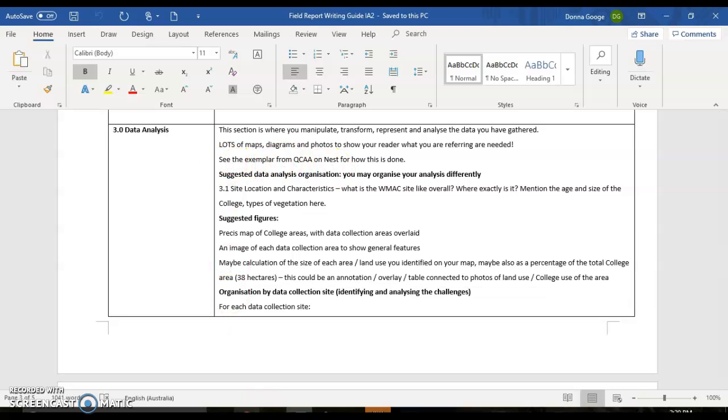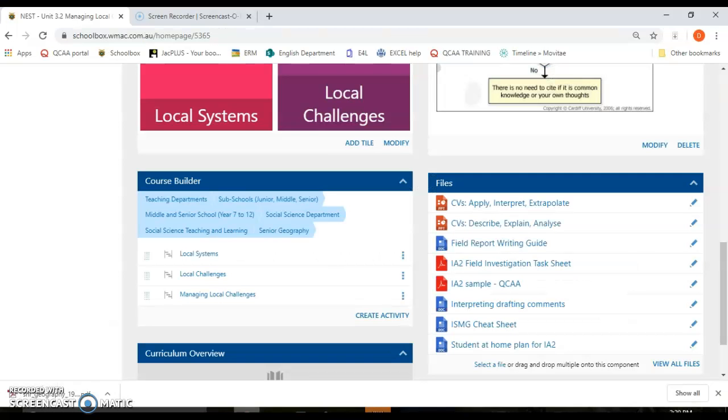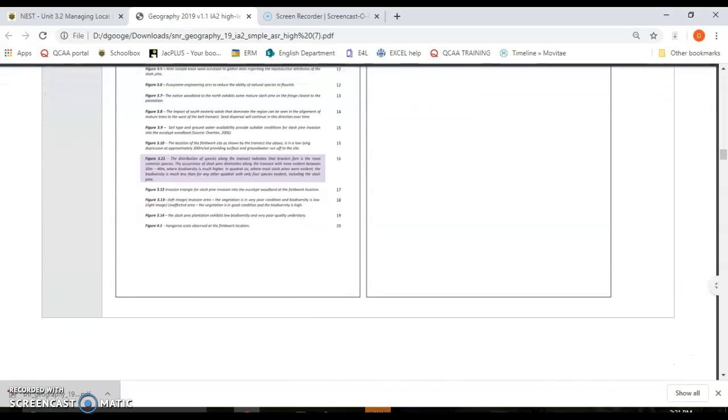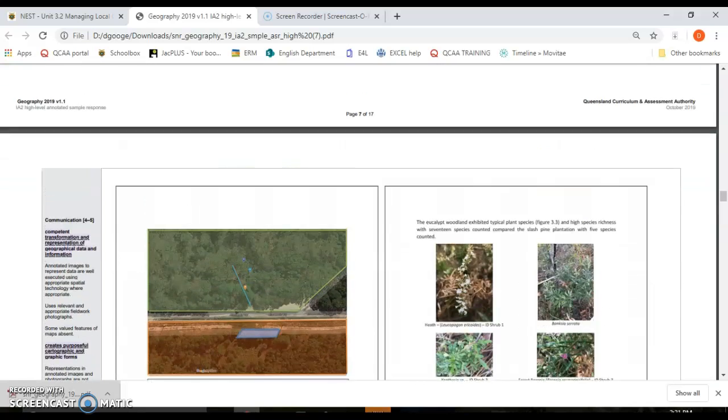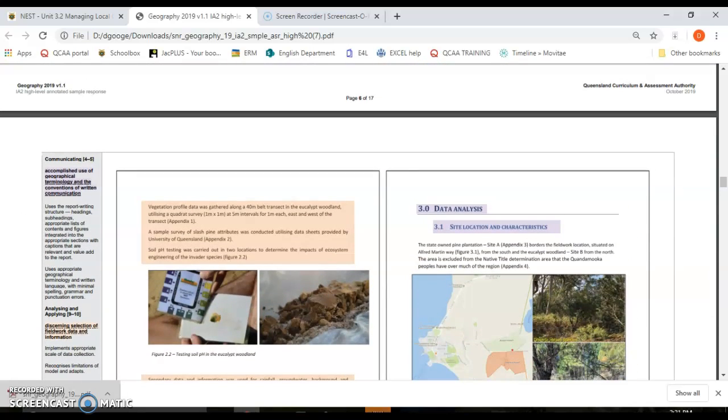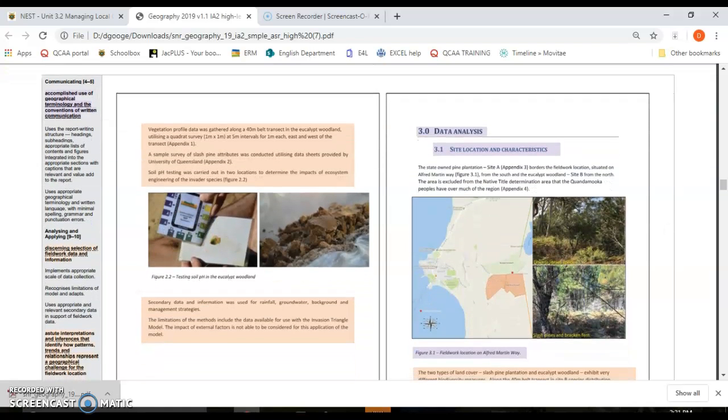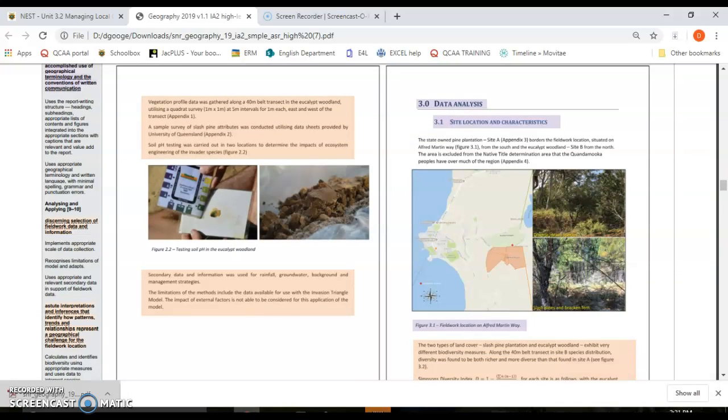Now, the exemplar that the QCAA has up, we have here, so I'll just open that up. When we're looking at the analysis section, the first part is the site location and characteristics. It does not matter what field report you're doing, you will always start with this, because you have to tell people where you are and what the site is like.